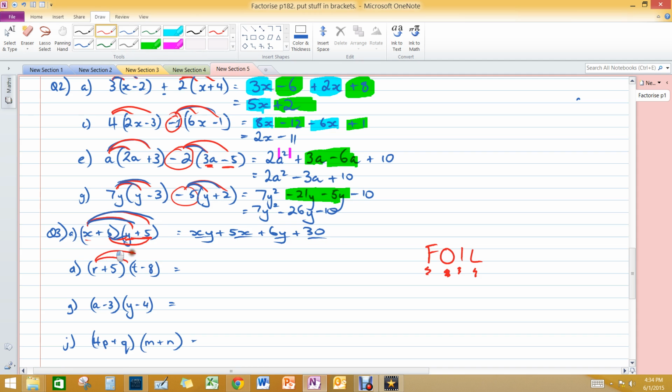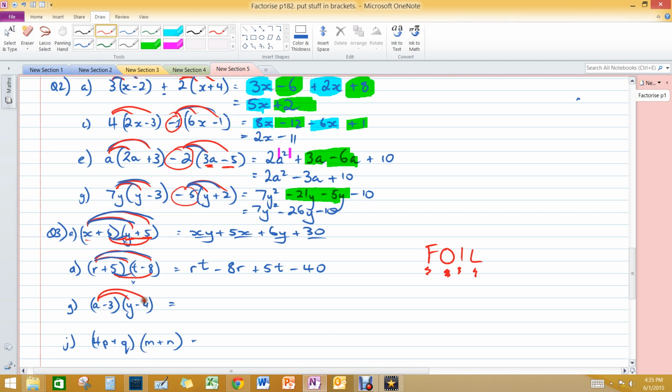Firsts, outsides, insides, lasts. Okay, so if we multiply out first, r by t is going to be rt, then outsides, r by negative 8 is minus 8r. Remembering that these mean multiply, okay? Insides, 5t is plus 5t, and then lasts is 5 times negative 8, 8 times 5 is 40, so it's going to be negative 40. And again, we've got no like terms, so we can't simplify that any further.